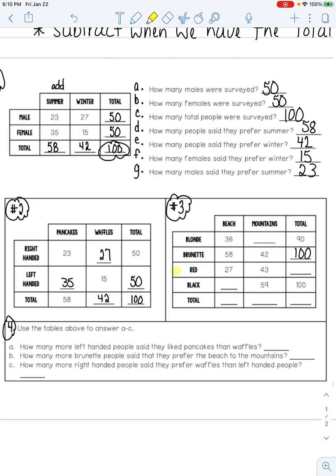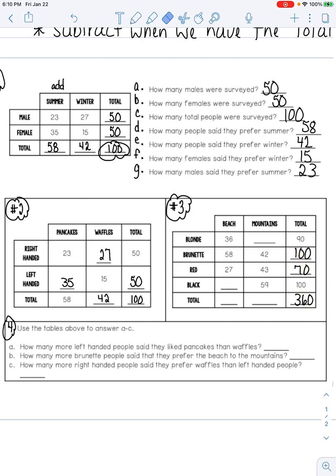Then I notice this right here for where it says red. I can add 27 and 43. That's going to give me 70. Now look at what has happened. Now I can add all of this stuff up to get my total number of people who were surveyed. So 90 plus 100, and again, use your calculator if you need to. 90 plus 100 is 190. 190 plus 70 is 260, and 260 plus 100 is 360.